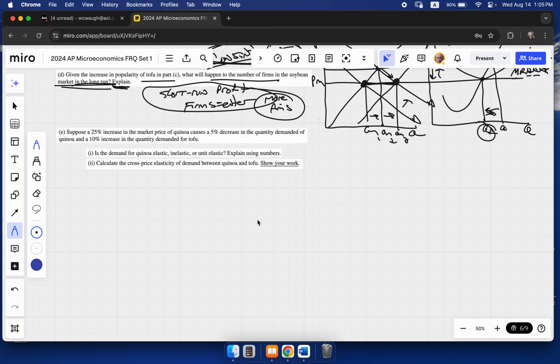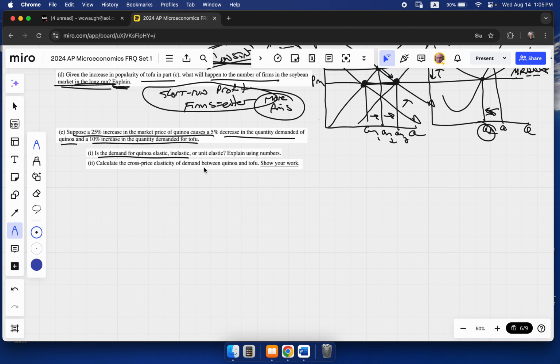Little elasticity here. Let's see. Suppose a 25% increase in the price of quinoa. I don't know, I've probably never eaten it in my life. Decrease in the quantity demanded of quinoa of 5% and a 10% increase in the quantity demanded for tofu. Is the demand for quinoa elastic, inelastic, or unit elastic?